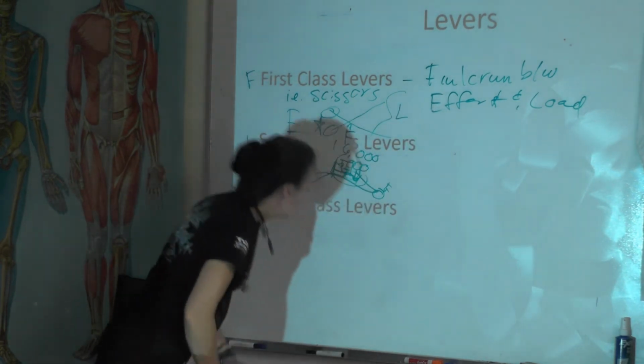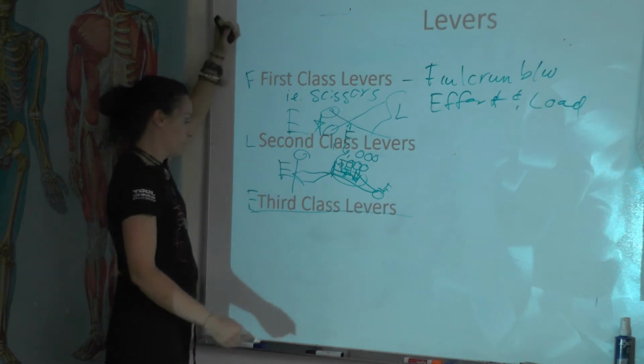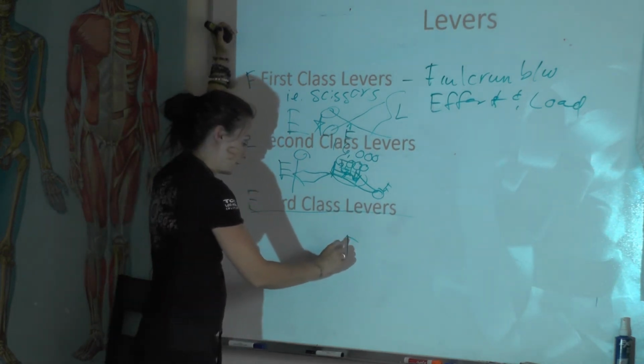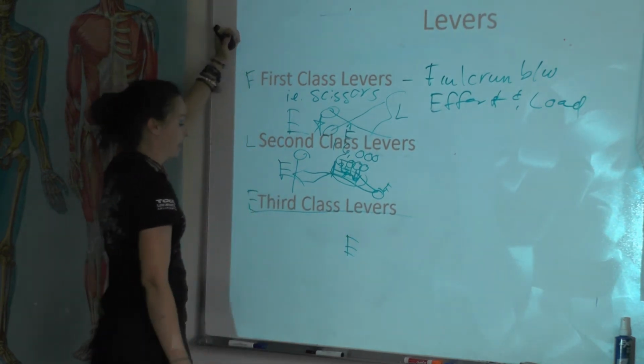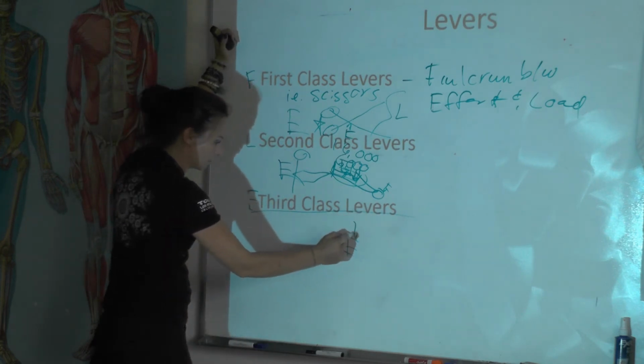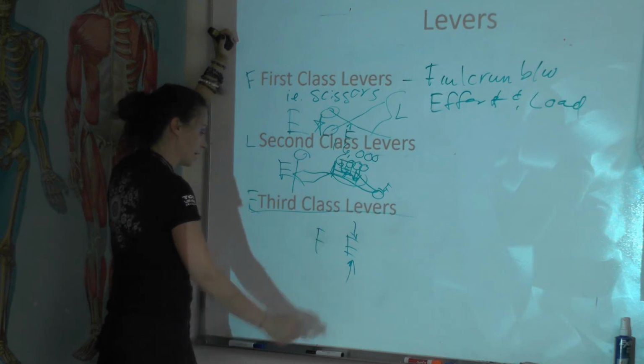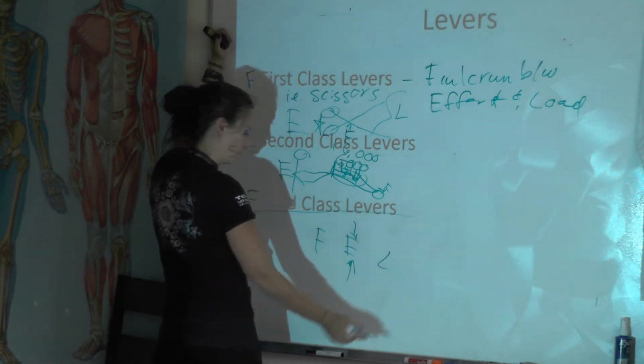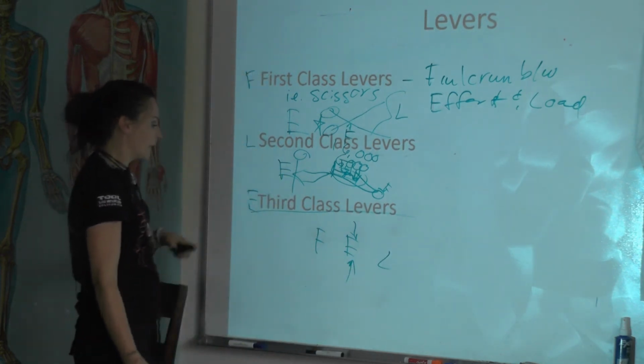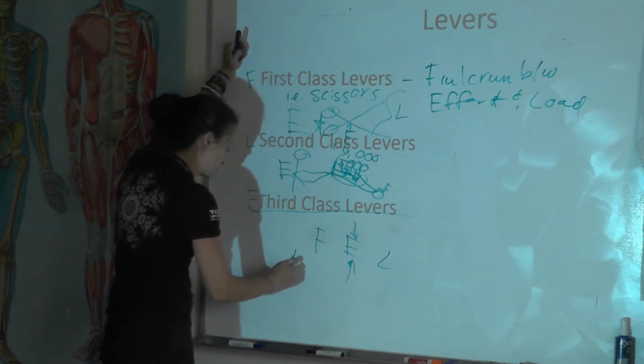It's wonderful. In a third class lever system, what is in the middle is the effort. So the force that you're applying is in the middle of the work that you're doing. So I've got my joint on one side, I've got my load on the other side. A real life example of this is tweezers.